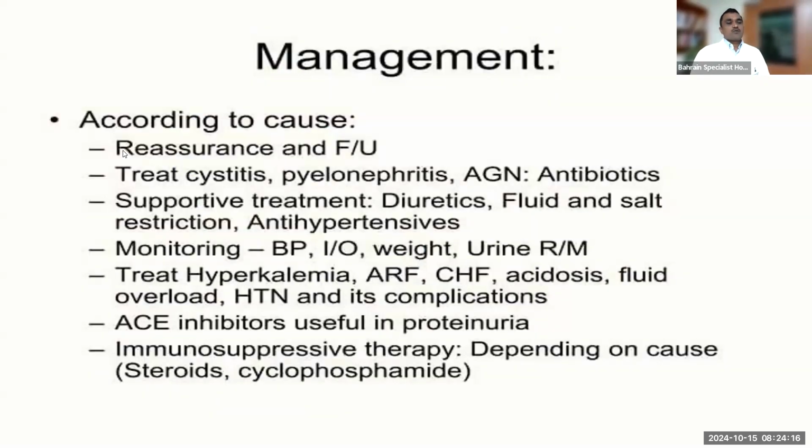So how to manage? There is no specific treatment for hematuria. We have to treat the cause. Reassurance and follow-up is needed in mostly asymptomatic microscopic hematuria. Treat cystitis, pyelonephritis, or acute glomerulonephritis with antibiotics.